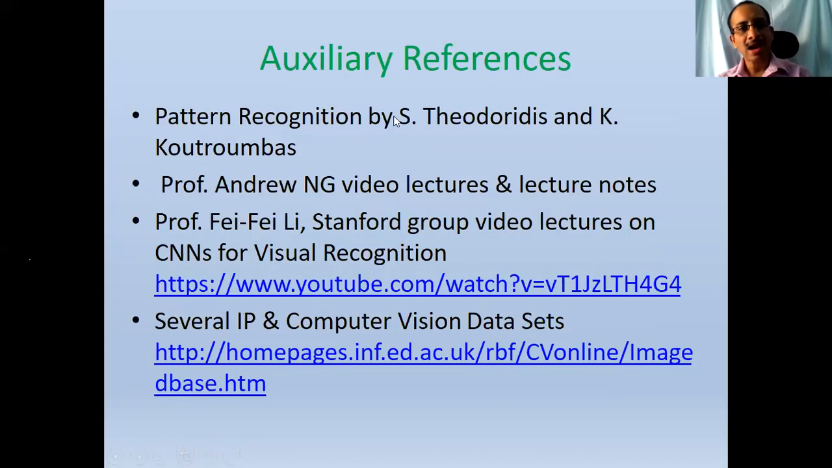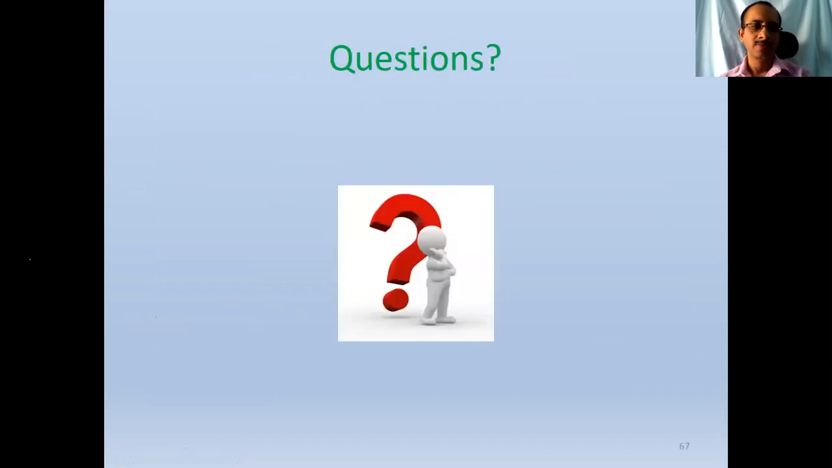There are also other auxiliary references. This one has good solved examples. I'm not very sure whether a soft copy is available or not, but if you're able to get it, there are some good solved examples, and I will be discussing some extensions of these in some classes. You are familiar with Andrew Ng video lectures and the Stanford video lectures. These are good references. And there are plenty of data sets on image processing and computer vision tasks, which will be of great help when you do your mini projects.